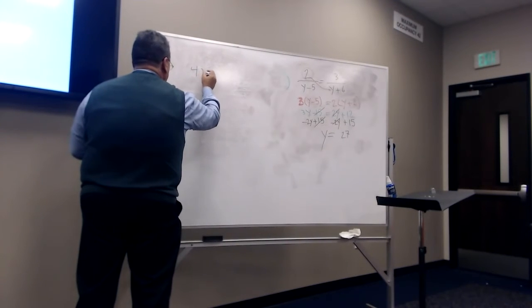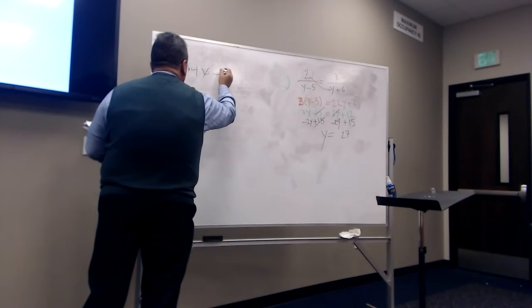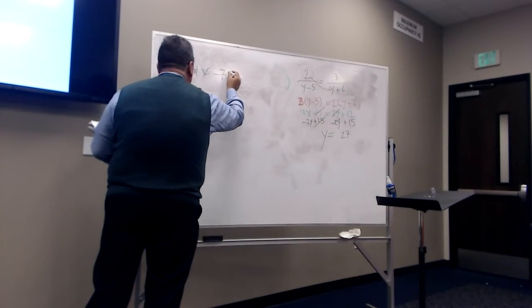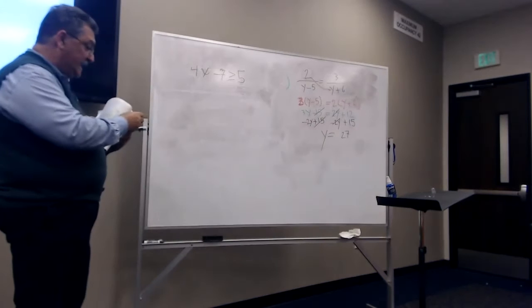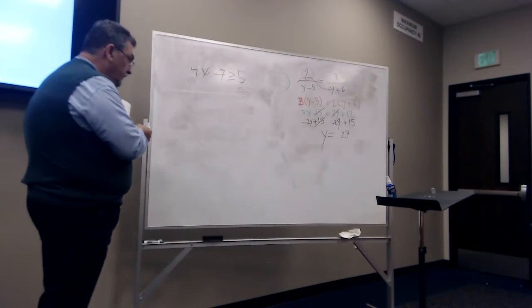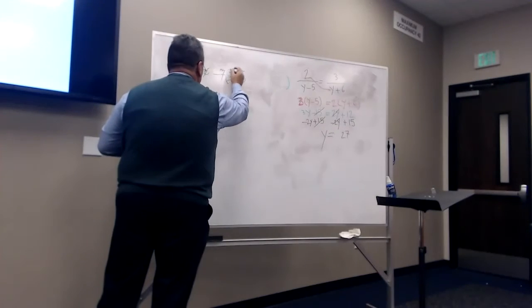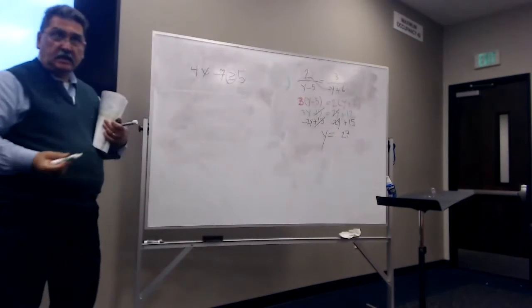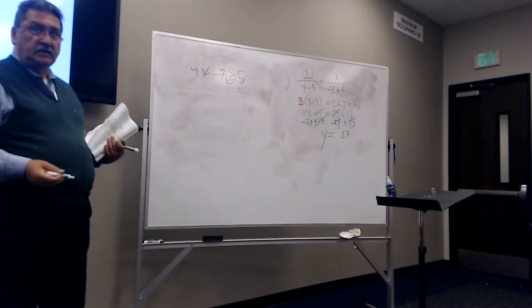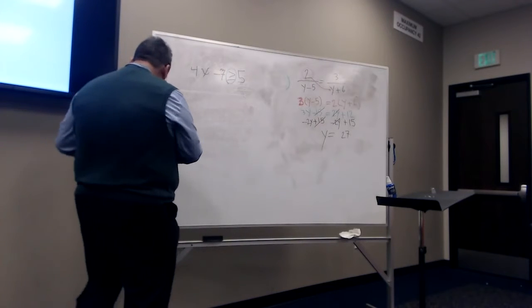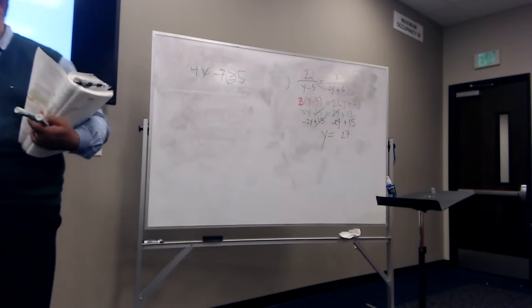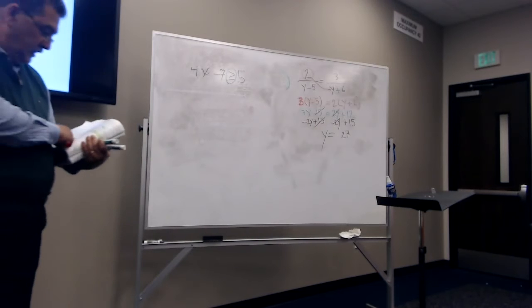4x minus 7 greater than or equal to 5. This is called an inequality because of this sign. It's not an equality, sorry, it's not equal, okay? We want to solve that. What do we do?